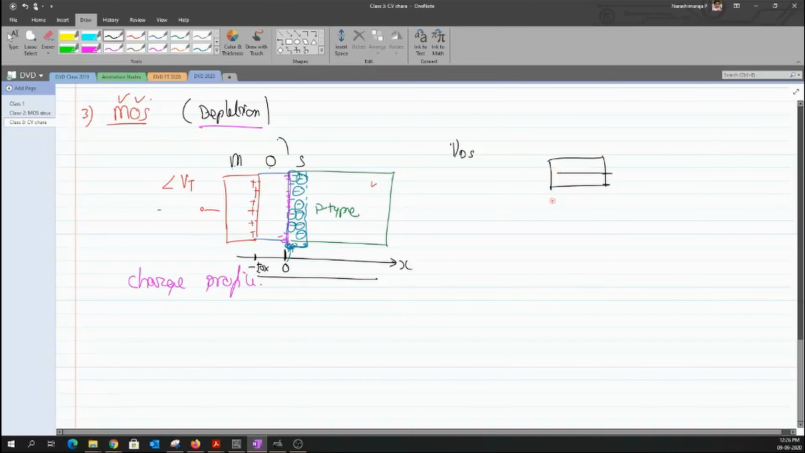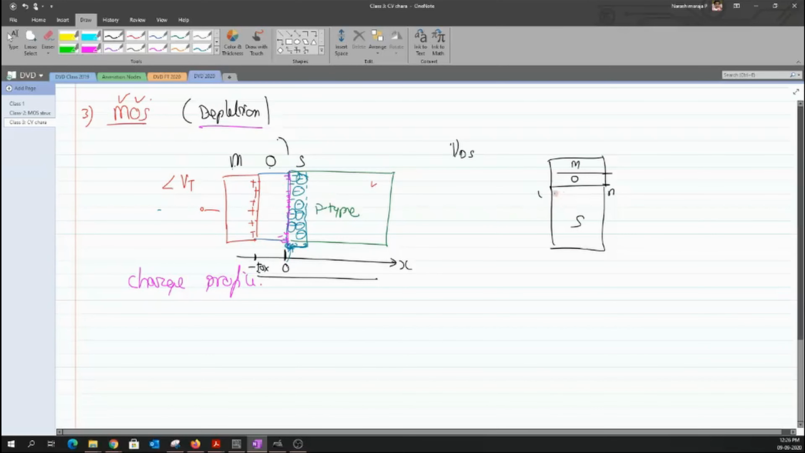So maybe in 2D, I'm worried about only this structure. I have yet to add the source as well as the drain. We are not talking about any of these structures yet. We are talking about the MOS alone, stripping these two layers away. Yeah, so I'll just clarify again.